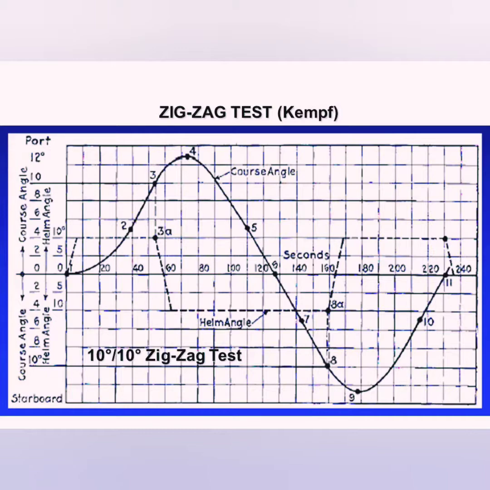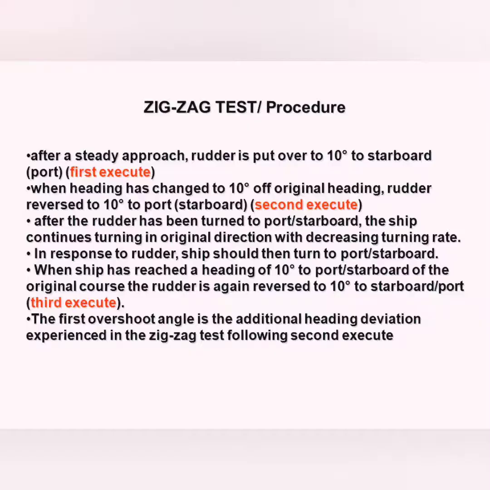Now let's go through a bit of theory regarding the same. To start the test, the rudder was put over 10 degrees to port. That was the first execute. When the heading changed 10 degrees off from the original course, the rudder was reversed to 10 degrees to starboard, and that was the second execute. Then the vessel obviously continued turning to port because of the last execute until the rate of turn became 0 at point 4, and then it slowly started turning to starboard side.